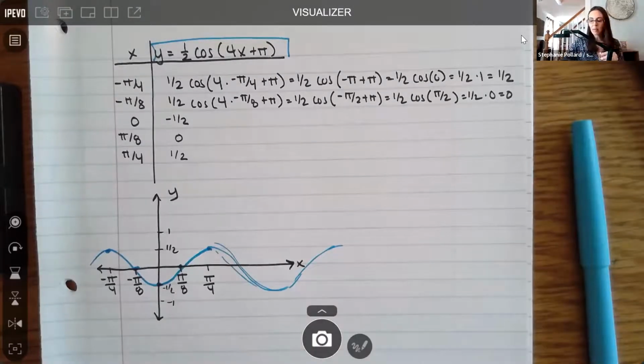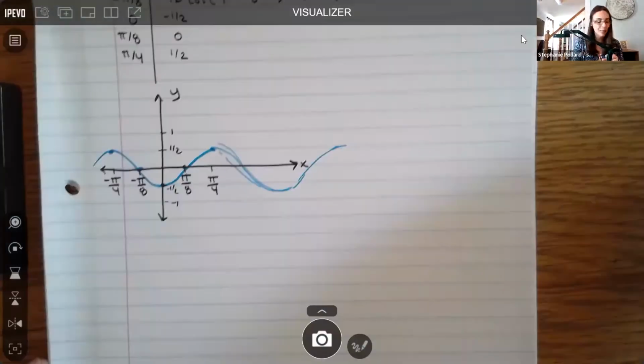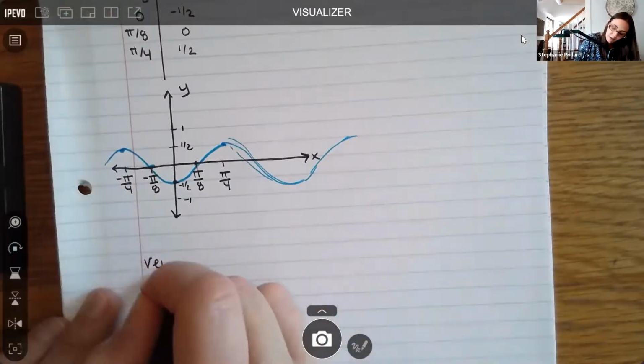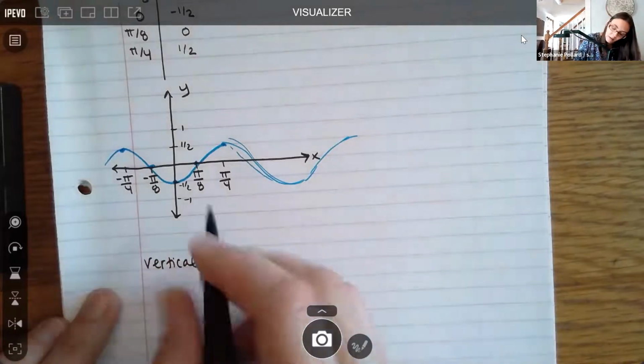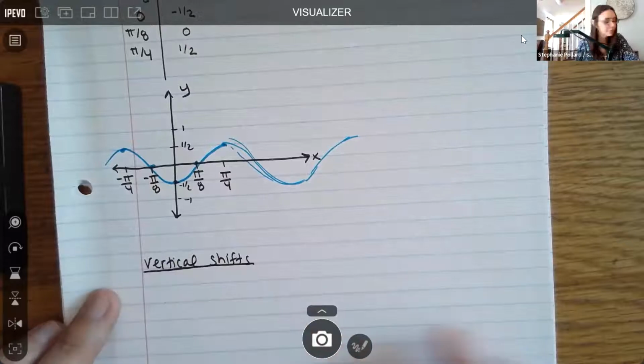All right, so the last example I want to do here is I do want to bring in some vertical shifts. I haven't talked about those. I shouldn't say I've talked about them, but I haven't actually shown you what they look like yet. And I'm going to do both. We're going to do an example with cosine. But I'll show you, it also works for sine the same way.